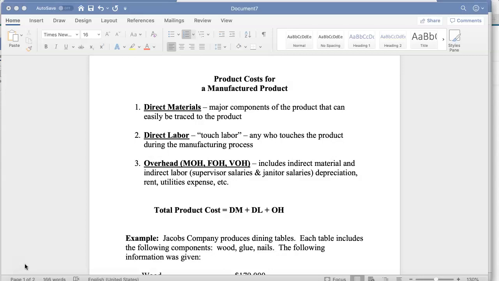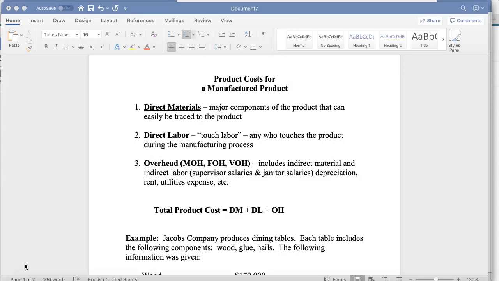For direct labor, I call that touch labor. So anyone who actually touches the product during the manufacturing process would be considered direct labor. An example there would be an assembly worker, maybe someone in the sanding department or the painting department.